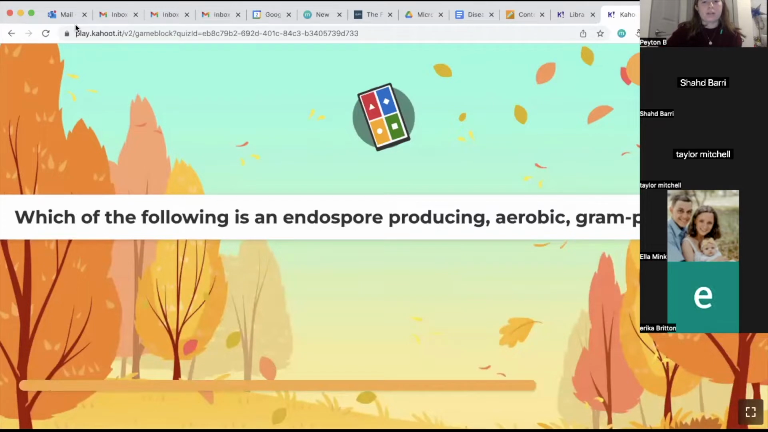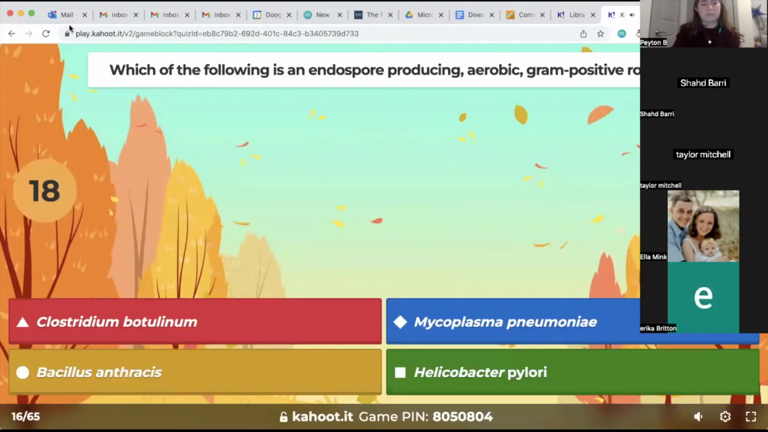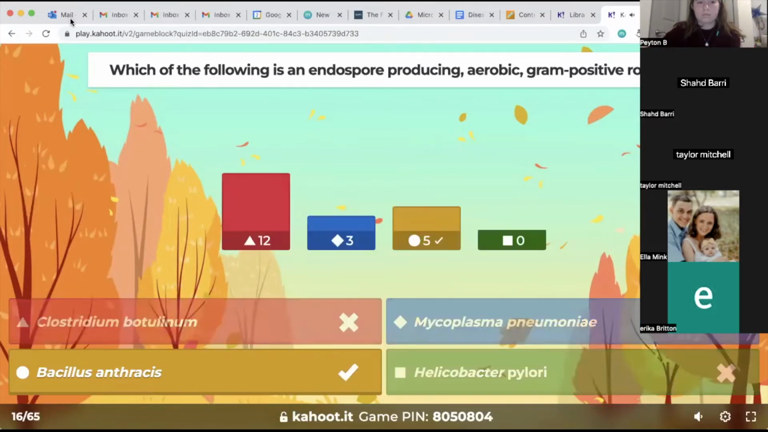All right. Which of the following is an endospore-producing aerobic gram-positive rod? It is Bacillus anthracis. So Clostridium botulinum, it's not endospores. This is a thing that gets a little bit confusing too. So you learned endotoxins and exotoxins. Those are different than endospores. The names sound very similar. Endospores are when an environment gets too difficult for the bacteria to live, it releases endospores, which are like little escape pods. Endotoxins and exotoxins are different things. Clostridium botulinum does produce an exotoxin, but not an endospore.